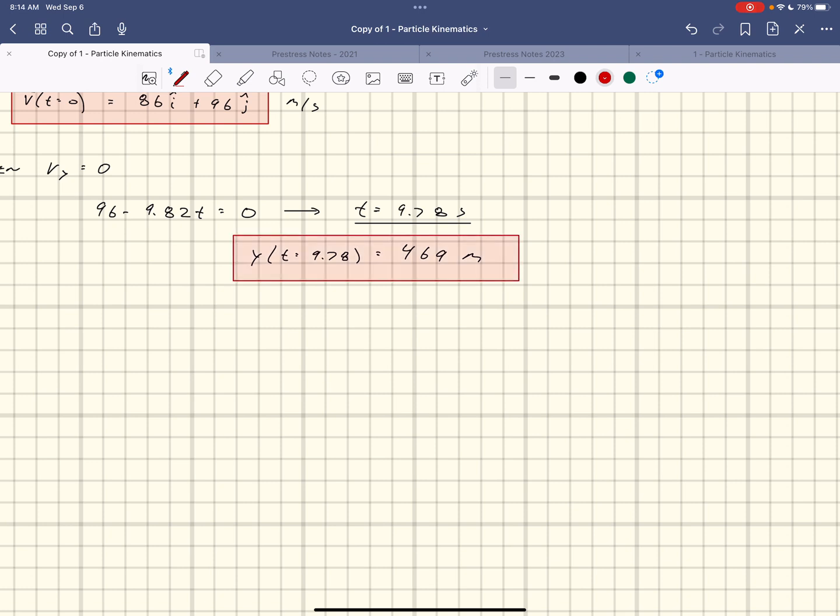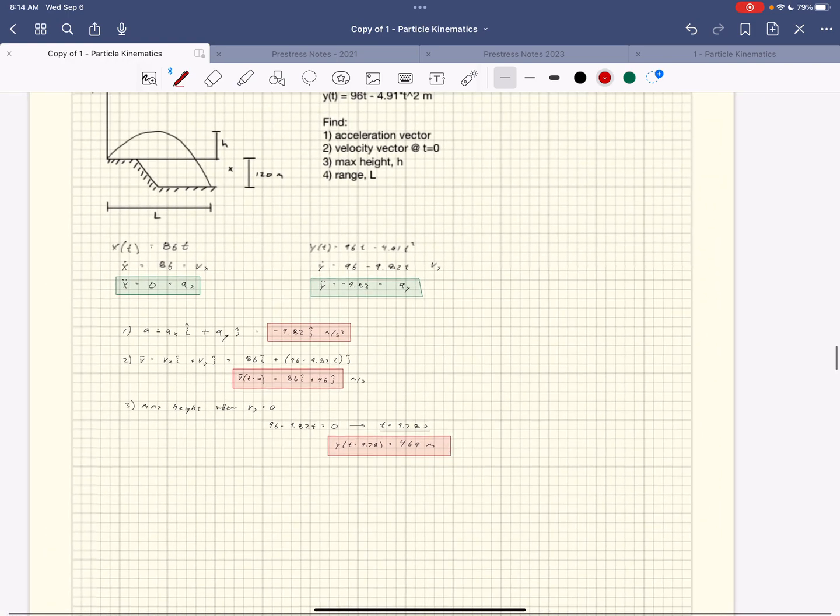Right, that just gave me the position. That gives me the time. Once I get the time, I then have to go back and put it into the y equation, my position equation. That gives me that. Then the last one is, what is the range L?